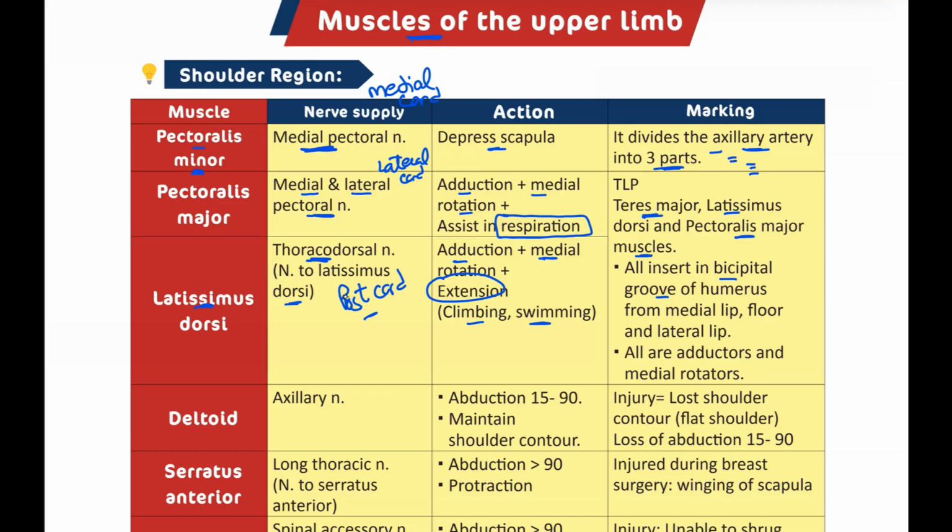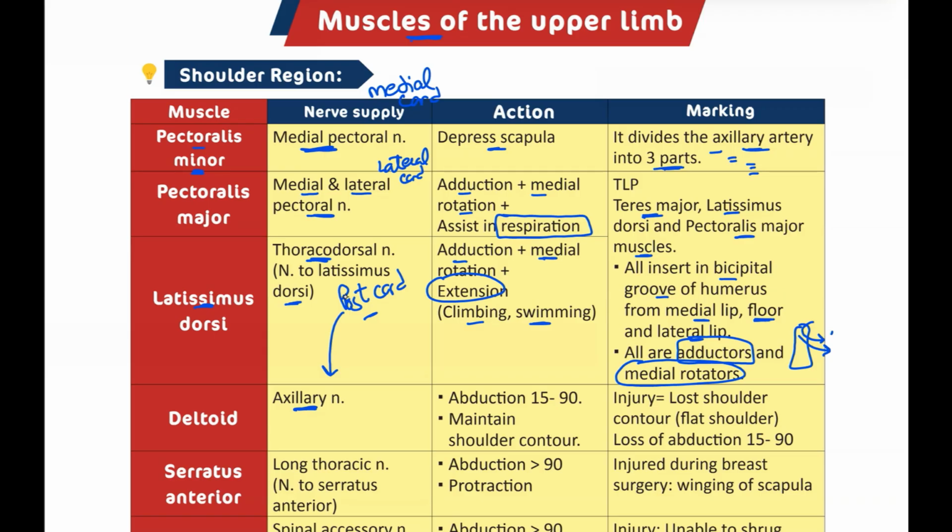Now, all the muscles present in the bicipital groove: on the medial lip we have the teres major, on the floor we have the latissimus dorsi, and on the lateral lip we have the pec major. They are all adductors and medial rotators. So they are going to pull the arm towards the center of the body, that is adduction, and the rotation will be medial rotation. Then we have the deltoid. It is supplied by the axillary nerve, which is again given by the posterior cord.